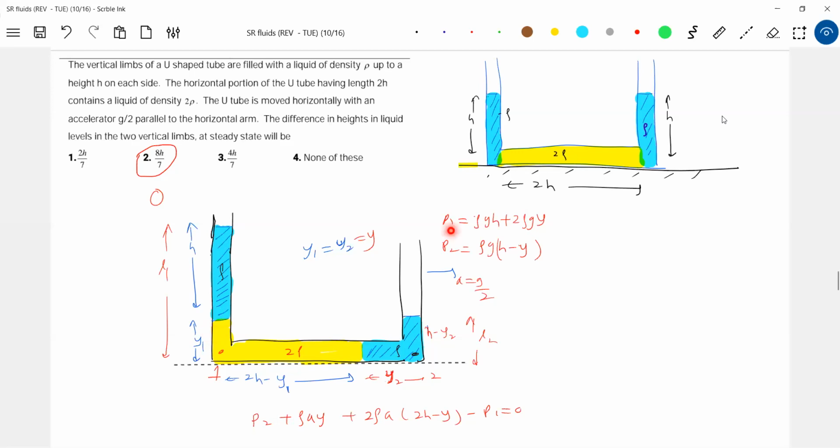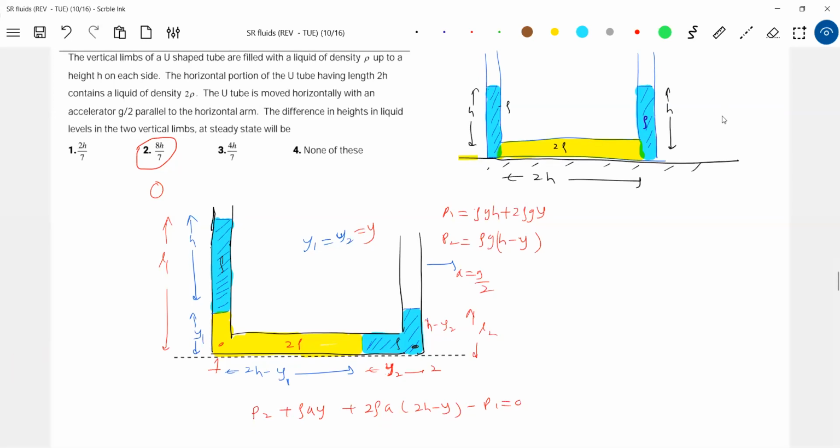Okay, now write the manometric equation along the y-axis. P1 equal to how much can you write? Rho g h plus, what is the density of this one? 2 rho g y1. I'll write it y1, symbols are missing. Y1 and Y2 are equal, y1 equal to y2, no? Unnecessary. Y2, make it.